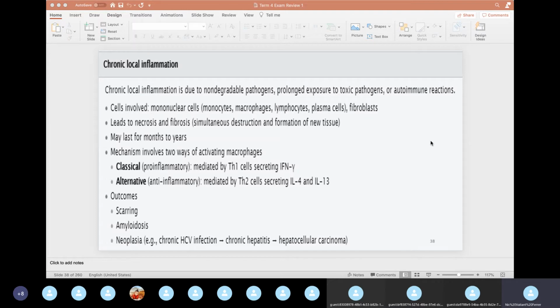What are the outcomes of your chronic inflammation? Scarring, amyloidosis, or neoplasia, which is the worst one of them all.